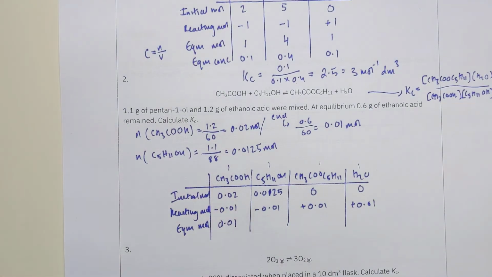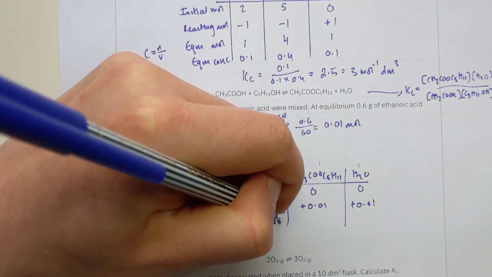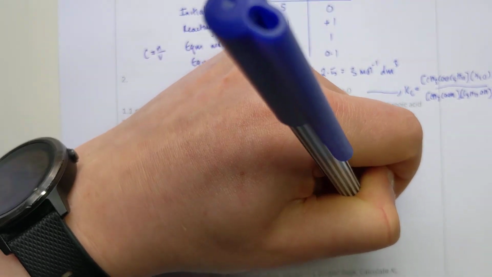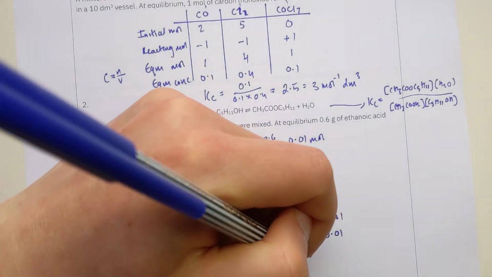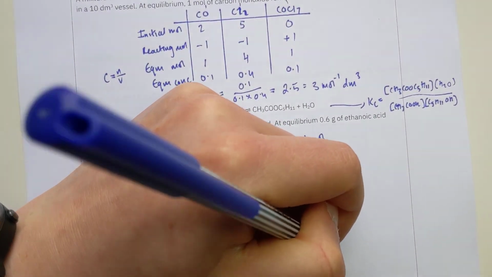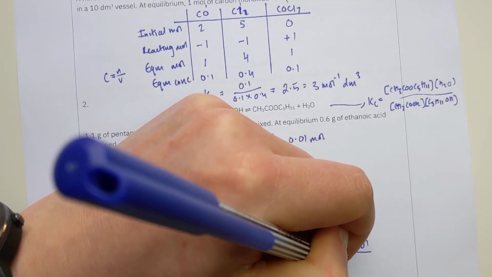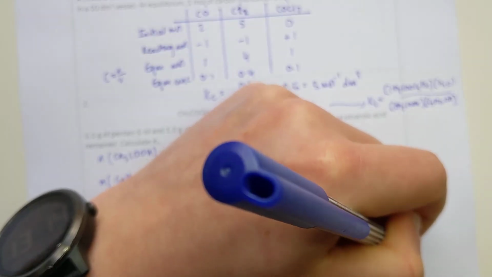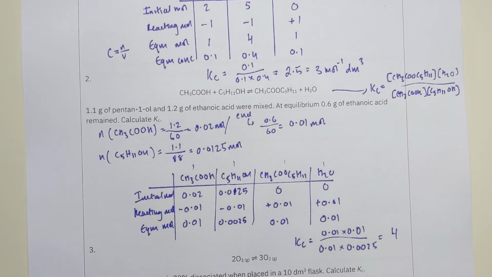So converting those now into equilibrium mole values, subtracting 0.01 from 0.0125 gives me 0.0025. And then from nothing, it's just going to be the value I've added. And those are my equilibrium mole values for this reaction. Sticking it into Kc, I end up with 0.01 times 0.01, because that's the two product values, over 0.01 times 0.0025. That should come out as 4 exactly. Again, no units because units have cancelled down in this expression.